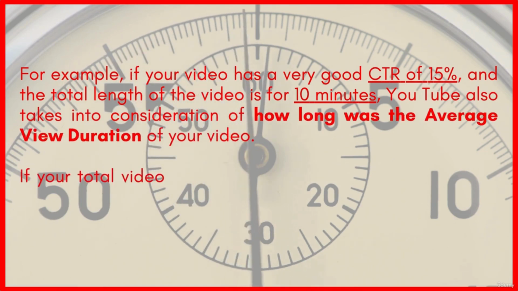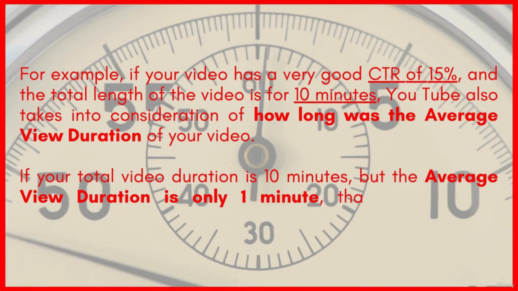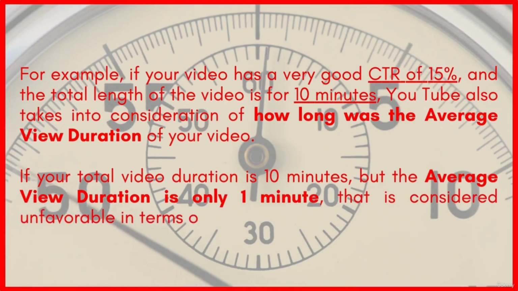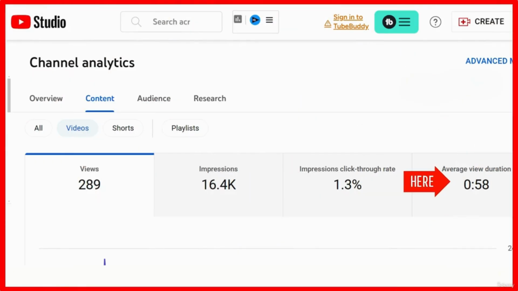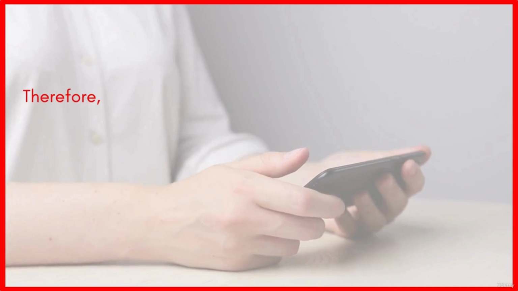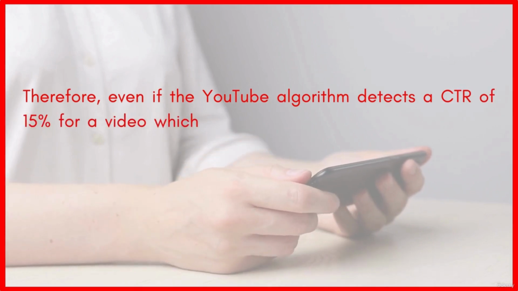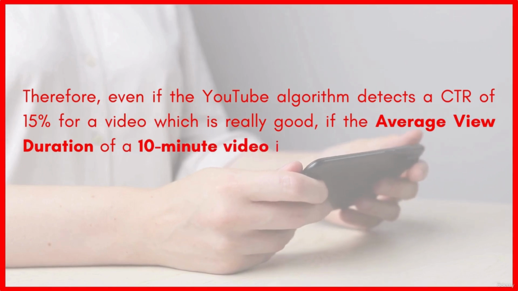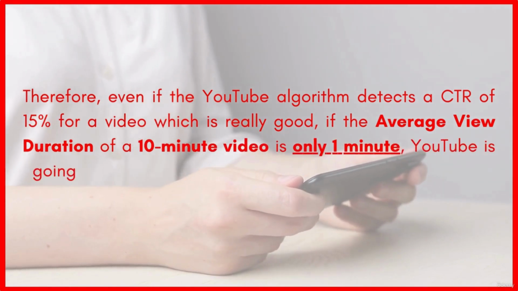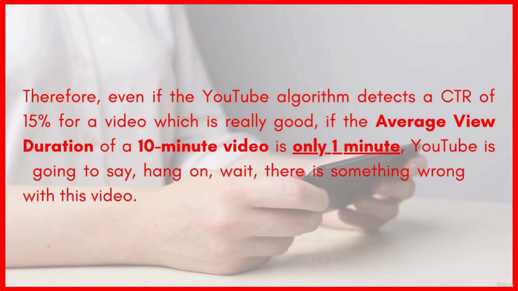If your total video duration is 10 minutes, but the average view duration is only 1 minute, that is considered unfavorable in terms of YouTube performance. Average view duration is also displayed in the YouTube Studio. Therefore, even if the YouTube algorithm detects a CTR of 15% for a video, which is really good, if the average view duration of a 10-minute video is only 1 minute, YouTube is going to say, "Hang on, wait, there is something wrong with this video."